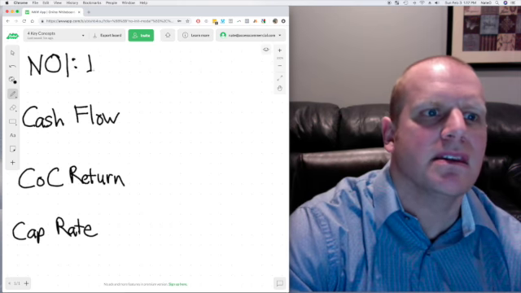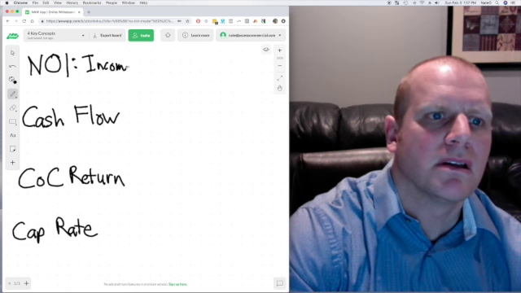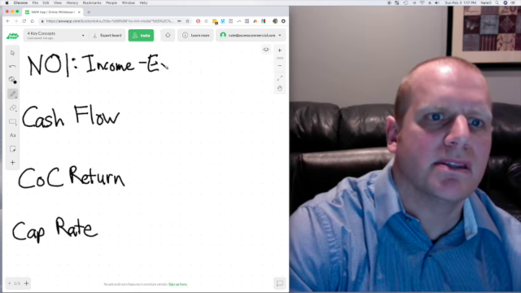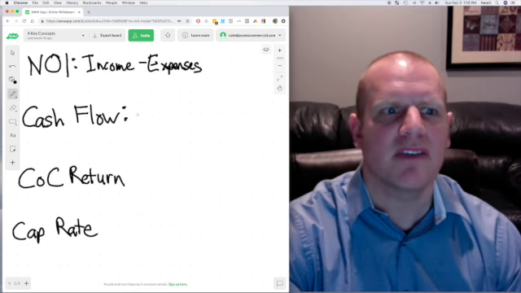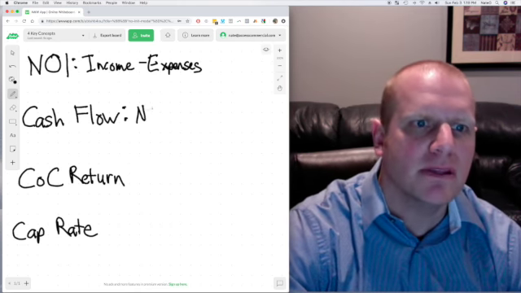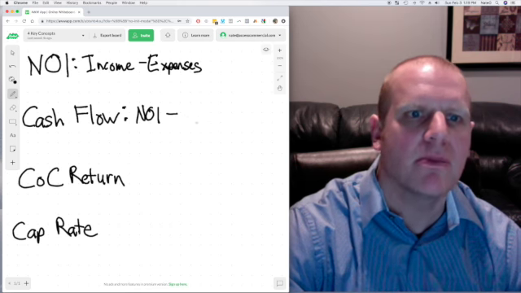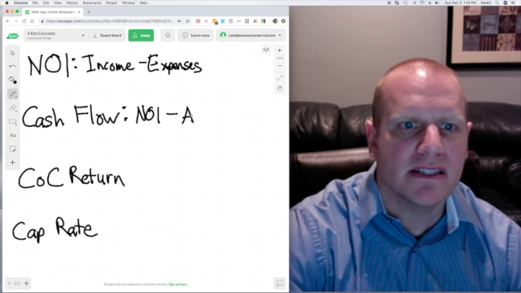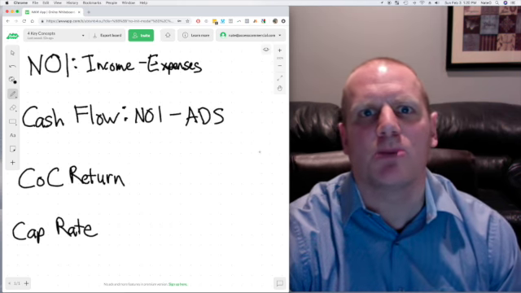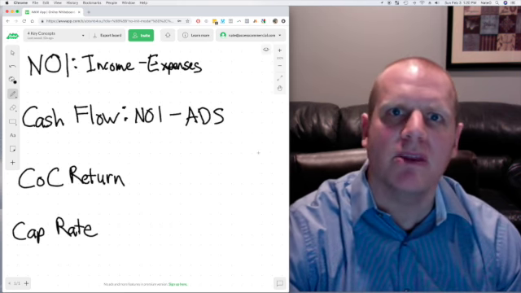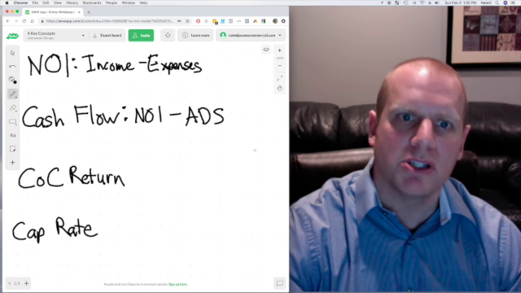This is the income minus expenses for your property. Next, we have cash flow. Cash flow is simply the net operating income of a property minus the annual debt service. The annual debt service is how much principal and interest you are paying the bank for the loan that you've gotten to purchase this property.